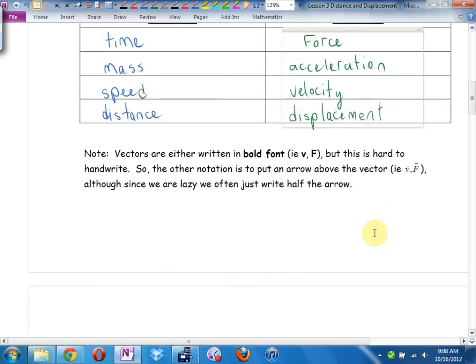Vectors in a textbook are normally written in bold font. So the fact that that's been bold fonted, I know those are vectors, but that's very hard to handwrite. That's speed. That's a dumb way to do it. So we write an arrow above a vector to show that it has direction. But as I mentioned earlier, we've gotten lazy over the years, and so we often just write half the arrow. One little stroke.